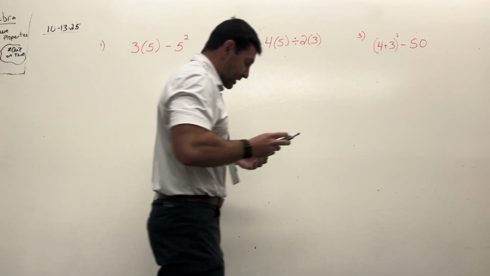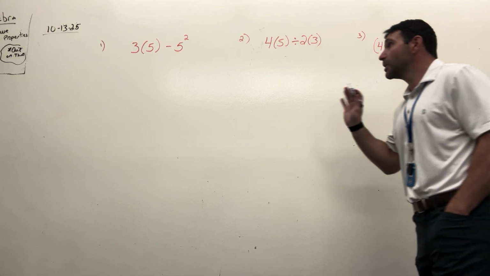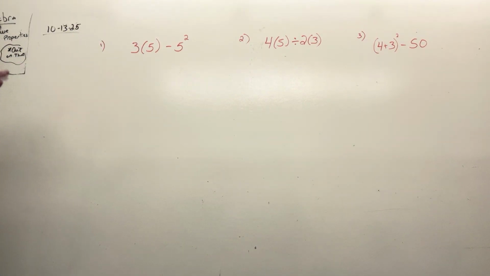Today we're going to be talking about algebraic properties. This will be what's on the test. We'll be spending today and tomorrow on properties, and if we have to adjust, we will. So first off, GEMDAS: grouping symbols, exponents, multiply, divide, add, and subtract.